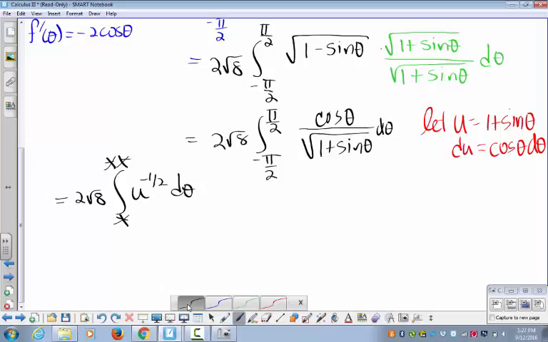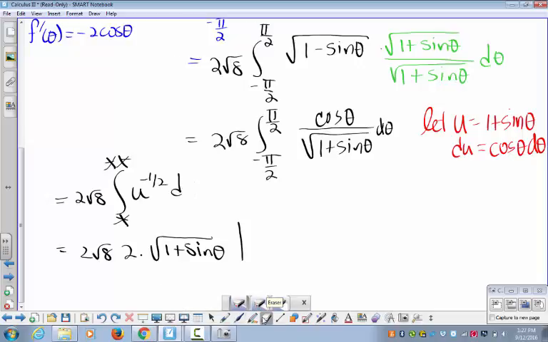Right? Square root of u down below brings up as u to the minus half, cosine theta d theta, that's du. That integrates beautifully. So we're going to get u to the 1 half divided by 1 half, which is 2 times the square root of u. U is 1 plus sine, so let's just plug that back in. And now we're back in theta limits. Oh, and I put a theta instead of a u there. Let me get a u in there. And then this will be back to our regular limits, where we started with theta.